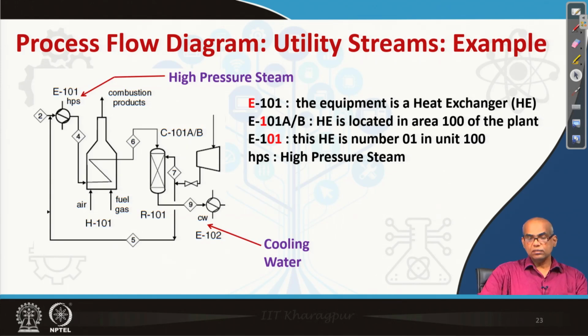So, E101 will represent that the equipment is a heat exchanger. E stands for heat exchanger, 1 for 101 represents that the heat exchanger is located in area 100 of the plant, and 01 is that this is numbered 01 in unit 100. HPS stands for high pressure stream.